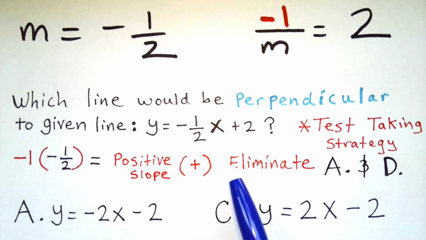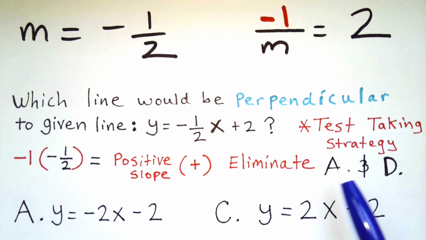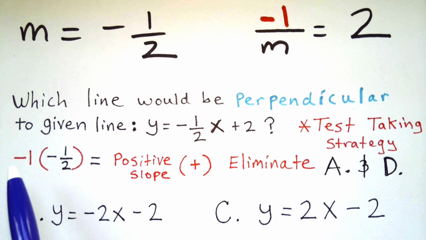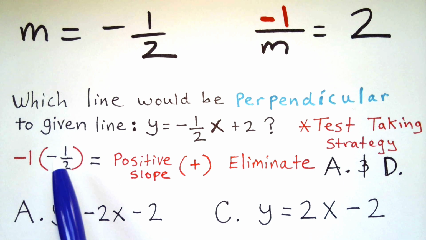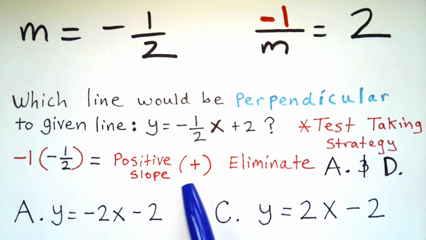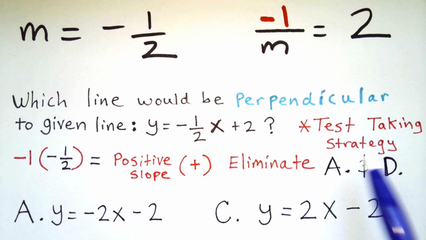So I'm going to show you in just a moment all options A, B, C, and D. You can eliminate A and D, right? A right here has a negative 2 slope, but a negative 1, that's part of the negative reciprocal, and a negative 1/2 is a positive slope. So it cannot be A, it cannot be D. Let's go ahead and take a look at that now.